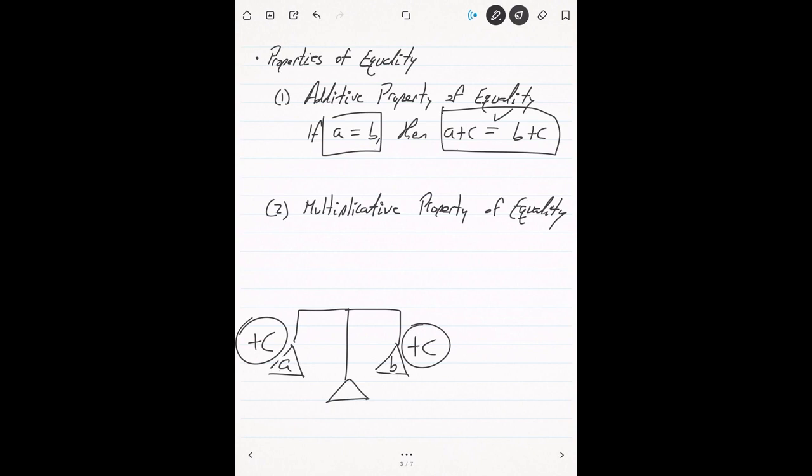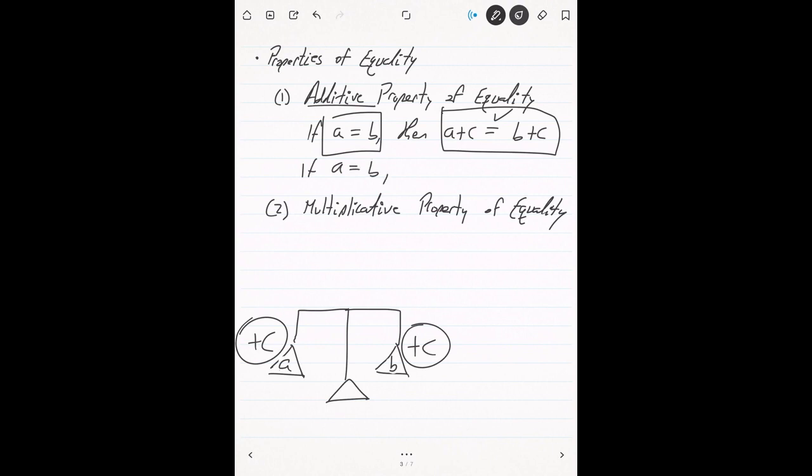You have a balanced scale. And when you start to manipulate the equation, you want to make sure that your scale stays balanced. You want to make sure that whatever happens to one side, it happens to the other side as well, so you stay balanced. Now, this was called the additive property of equality, obviously because you're adding the same thing to both sides.